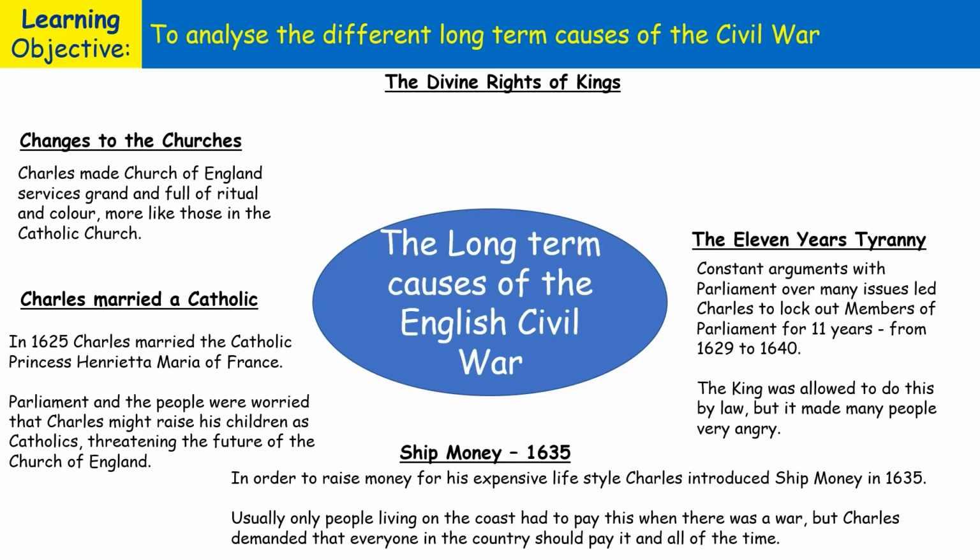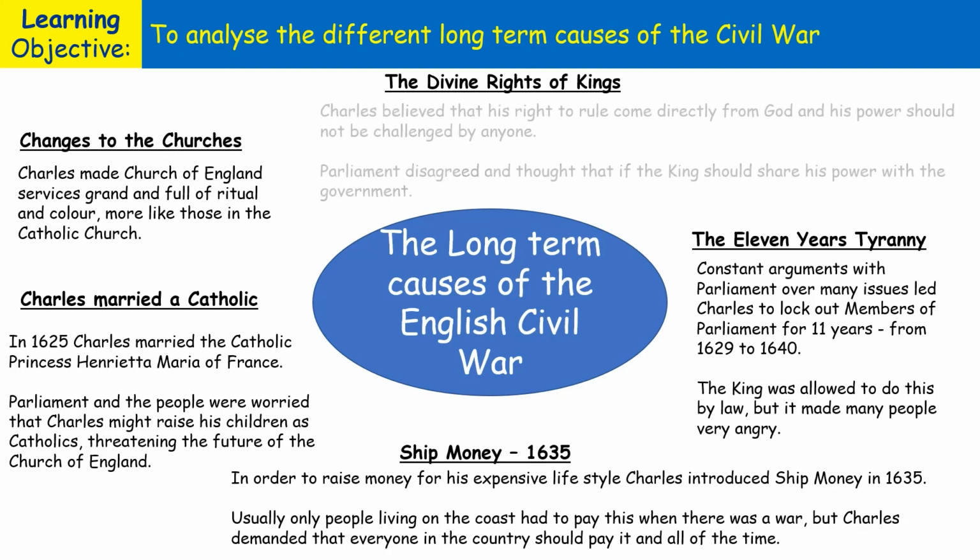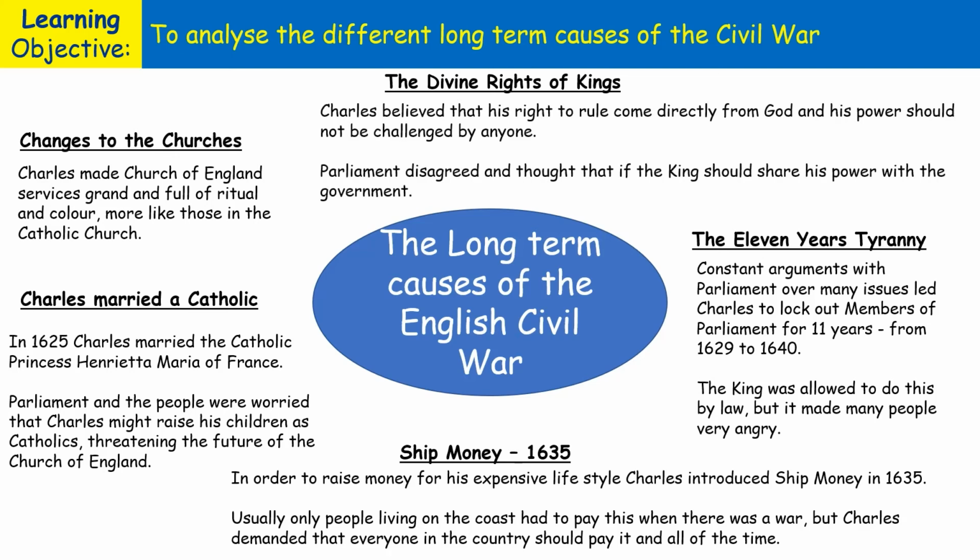The final long-term cause of the English Civil War was the belief in the divine right of kings, which was basically Charles I's belief that his right to rule came directly from God. However, Parliament disagreed with this and thought the king should share his power with Parliament.